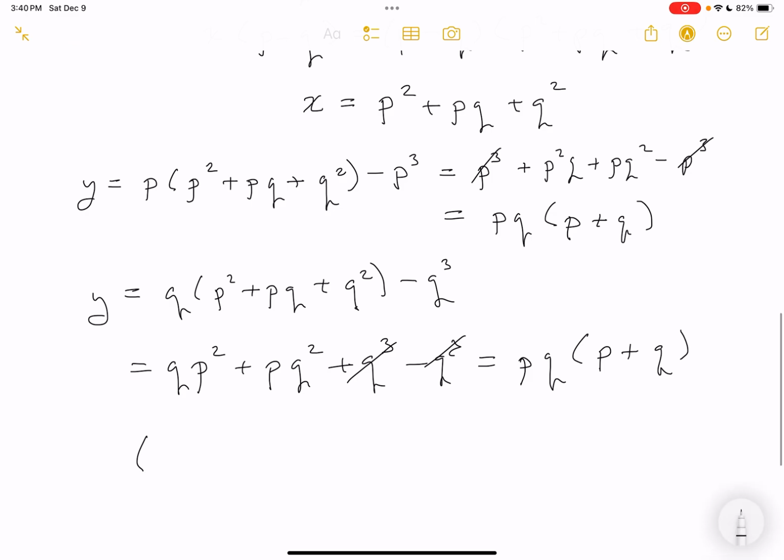So I'm getting a point of intersection over here. I'll write this down for you. P squared plus PQ plus Q squared, comma, that's the X value. And the Y value is PQ, P plus Q, right? So I did find the point of intersection, by the way. But what I want to do is I want to keep reading it.